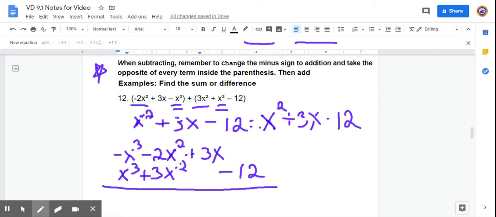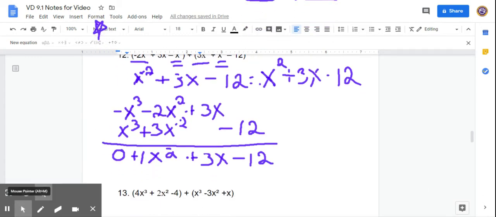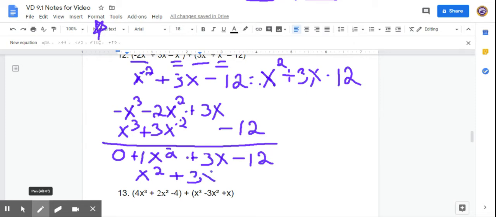So now I have the like terms lined up vertically. So now you can just add down. Negative x cubed plus x cubed is 0. Negative 2x squared plus 3x squared is 1x squared. 3x plus nothing is just 3x. And then minus 12 has nothing added to it, so it's just going to stay minus 12. So my final answer is just x squared plus 3x minus 12.